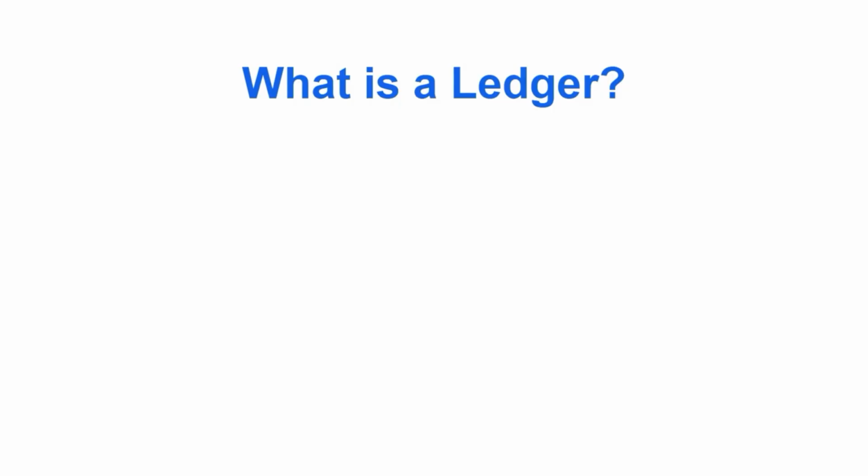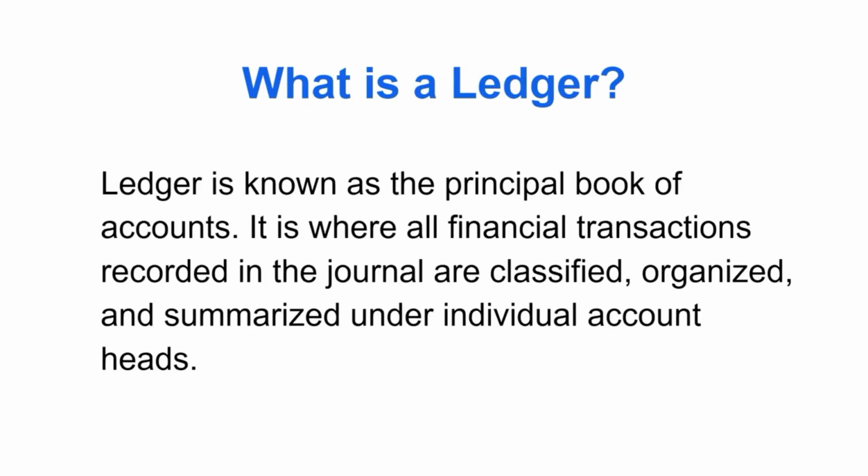What is a ledger? Ledger is known as the principal book of accounts. It is where all financial transactions recorded in the journal are classified, organized, and summarized under individual account heads. It means all transactions are first recorded in the journal, but in the ledger we sort and summarize them under separate account heads. So you will have a cash account, capital account, rent account, etc.